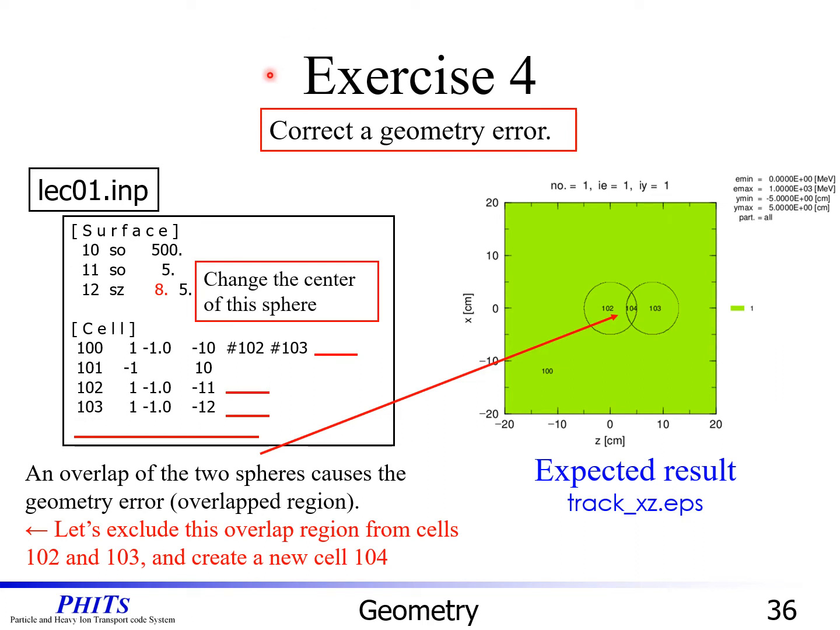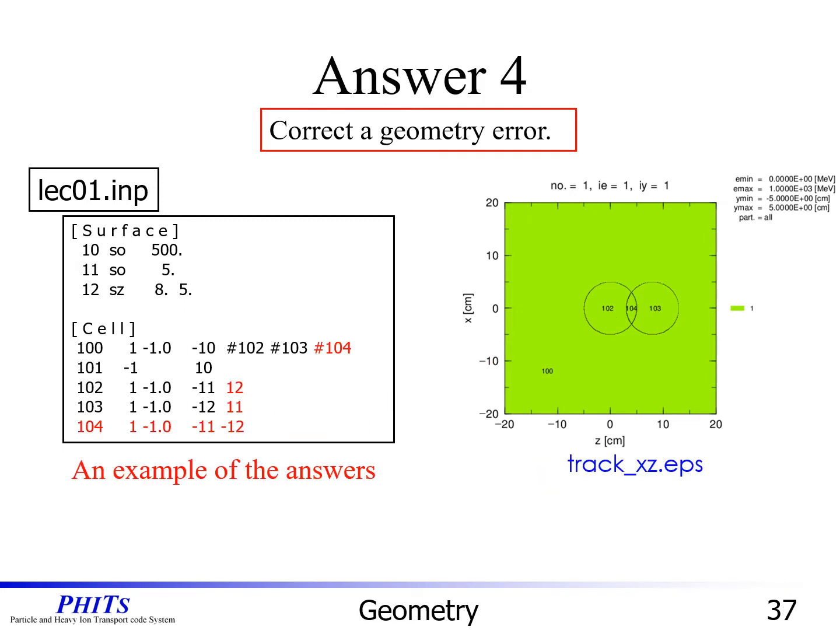In the next exercise, we will change the center of cell 103 to Z equals 8 centimeters. When the cell is moved, two spheres overlap and a geometry error will occur. So please exclude this overlap region from cells 102 and 103 and create a new cell 104. Here is shown an example of the answers.